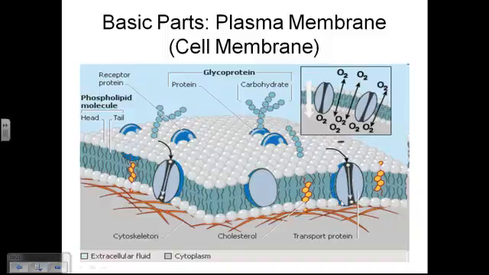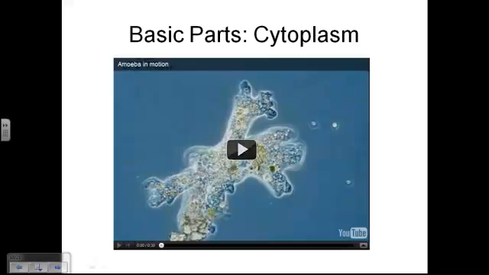I just want to kind of solidify a couple of terms. When I talk about the plasma membrane or the cell membrane, I'm talking about essentially the skin of the cell in a way. Okay. The next one is the cytoplasm. So here I have a cell. This is an amoeba. There's a cell membrane, right, or the plasma membrane. The cytoplasm is all the goop inside, all right?